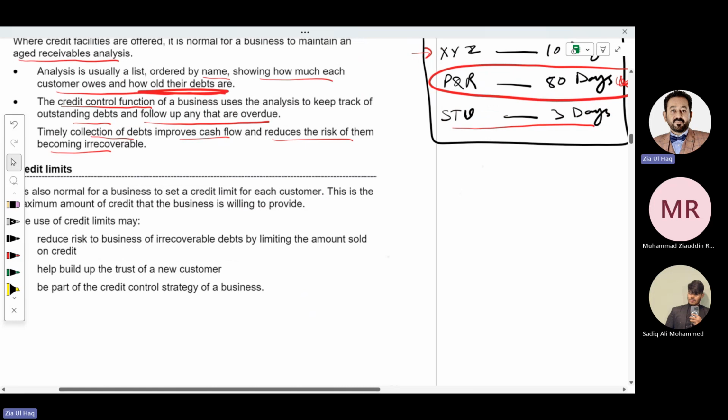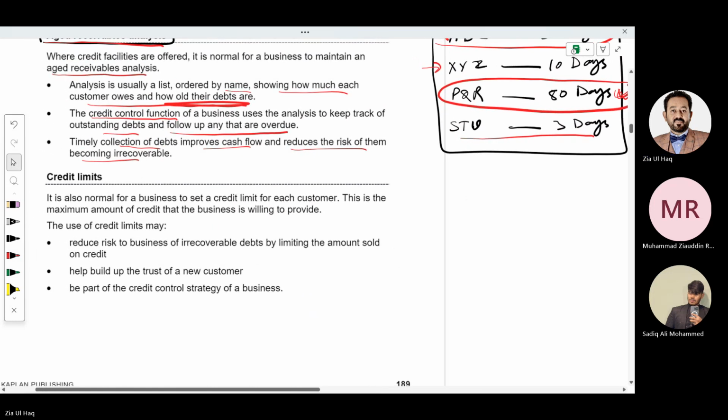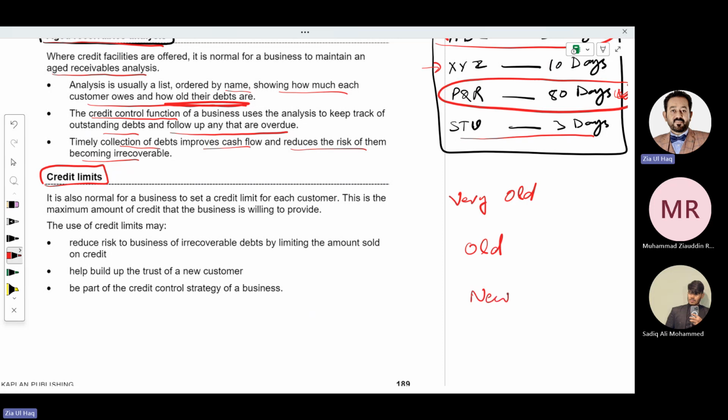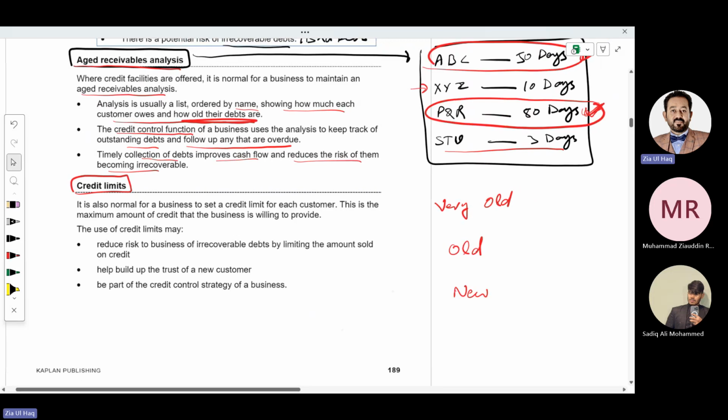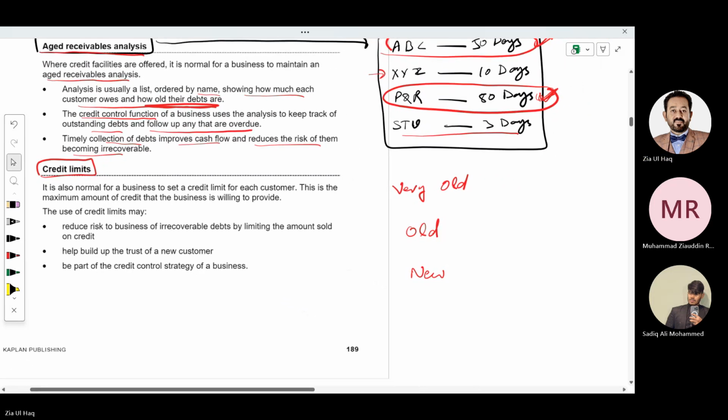Let's discuss one more topic called credit limits. What is credit limit? There are different types of customers. Some are very old, some are old customers, and some are our new customers. And we provide some credit to the customer.